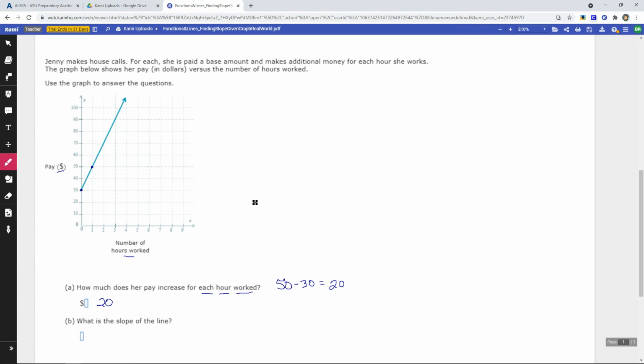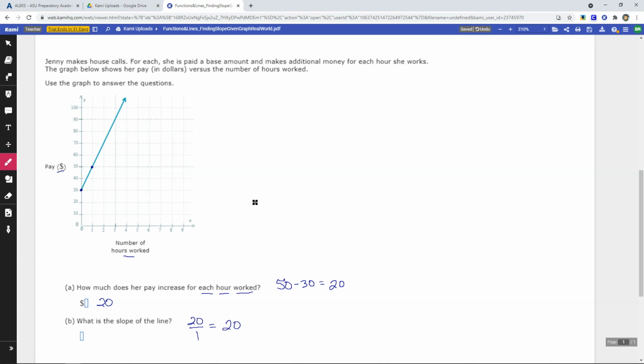So to find the slope of a line, we look at what is the change. So when she starts at 0, again, we're going to look at rise over run. She starts at 30 and goes to 50 over the course of 1 hour. So from 30 to 50 is 20 over 1 hour. 20 over 1 is just 20, so the slope of the line is 20.